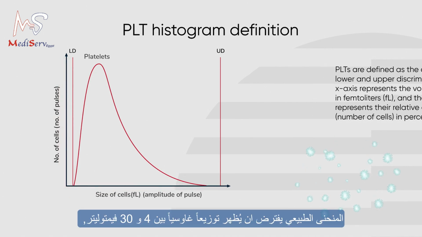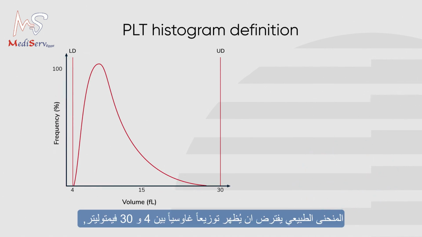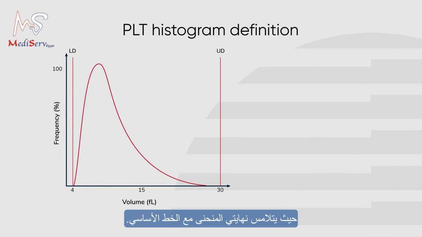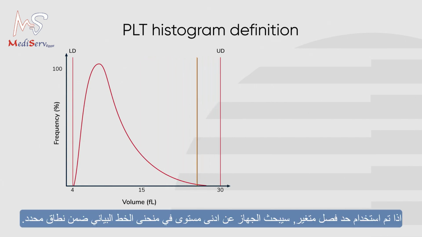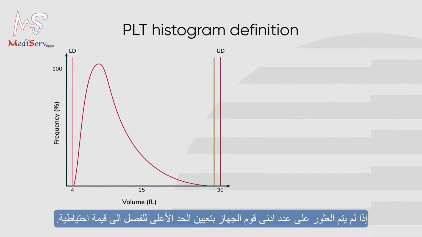The normal curve should show a Gaussian distribution in between 4 and 30 femtoliters, where both ends of the curve touch the baseline. The lower discriminator is fixed at a set value, whereas the high discriminator can be floating or fixed. If a floating discriminator is used, the analyzer will look for the minimum level of the histogram curve in a set range. If a minimum count can't be found, the analyzer sets the upper discriminator to a fallback value.